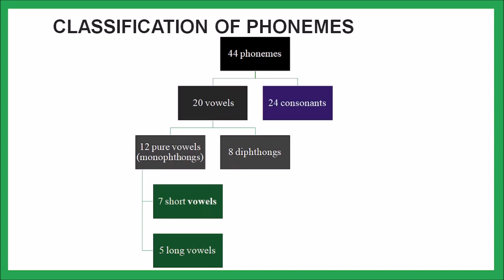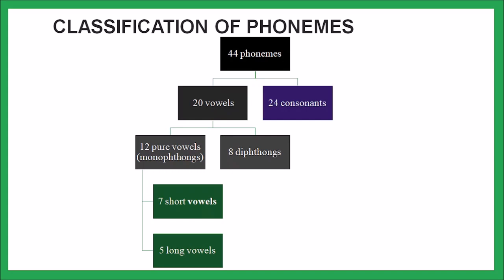Then again, the 20 vowels of English language can be divided into 2: 12 pure vowels, which are also called monophthongs, and 8 diphthongs. We'll be discussing what are monophthongs and what are diphthongs in detail. This chart is just to show you the division.